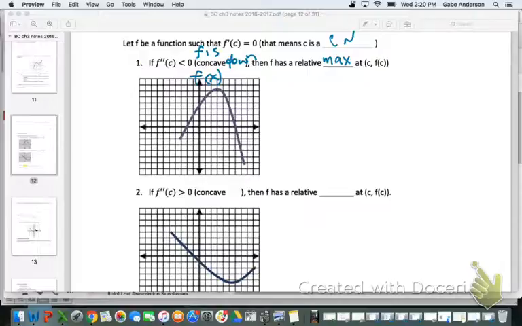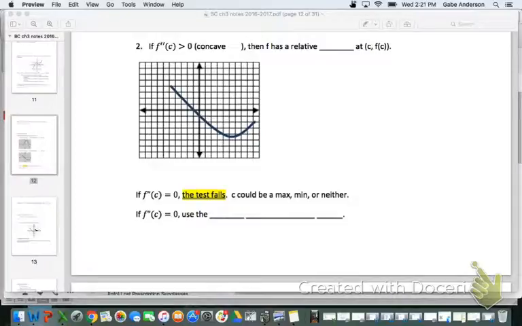The second part is if f double prime is positive. So if f double prime is positive, that means f is concave what? Up. There we go. Concave up on f. That would mean that f has a relative minimum. So relative minimum, this being a graph of f, you can see that the whole thing is concave up. And so any critical number you would have there would have to be a low point, a relatively low point. So relative minimum is what we would call that.